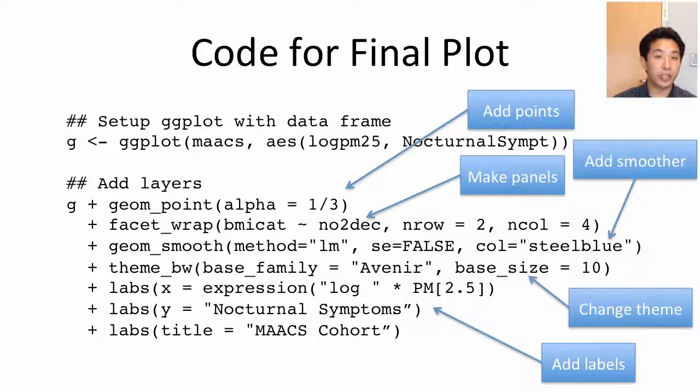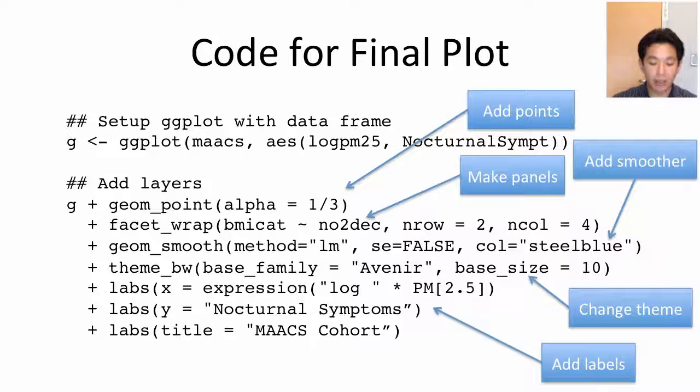I add points using geom_point. I make the panel using the facet_wrap function. And then I add a smoother using geom_smooth, where I specify the lm method, and I turn off the standard error bars. I changed the theme to be this black and white theme, and then I modified the font to be Avenir instead of the default. And I've also made the font a little bit smaller to be 10 points instead of the default 12. And then finally, I've called the labs function 3 different times to change the labels: the x label, the y label, and the title of the plot.